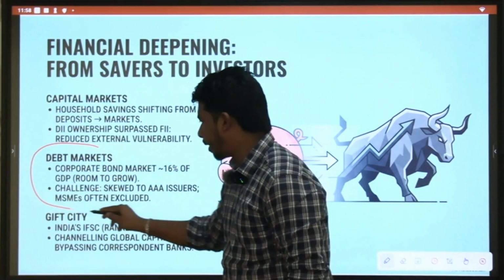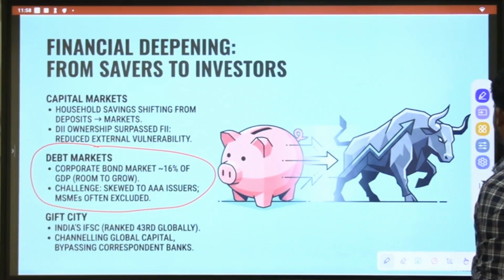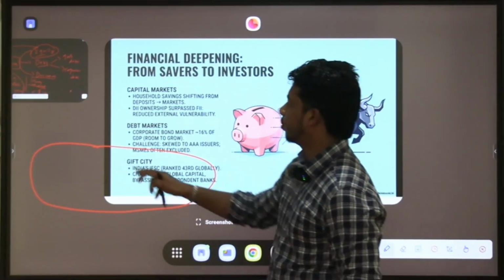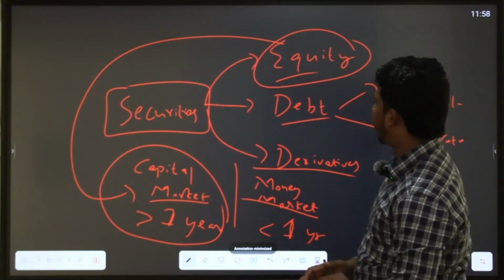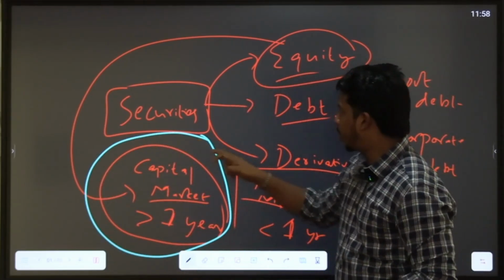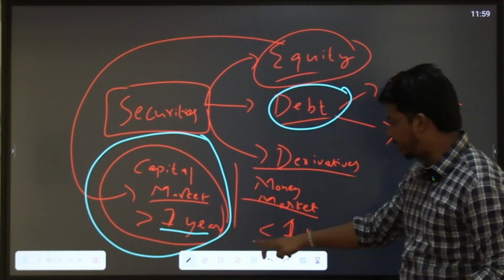Then coming to debt markets. Previously I talked about the capital market. Now I am talking about the debt market, which may contain instruments of more than 1 year or less than 1 year.